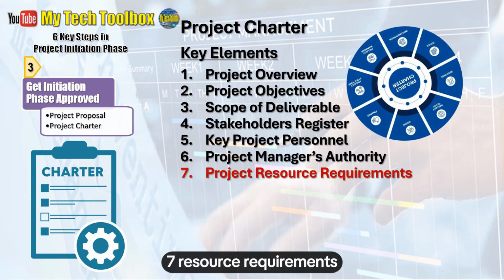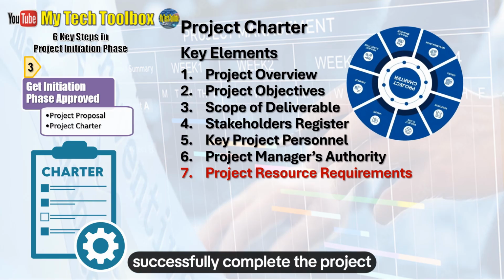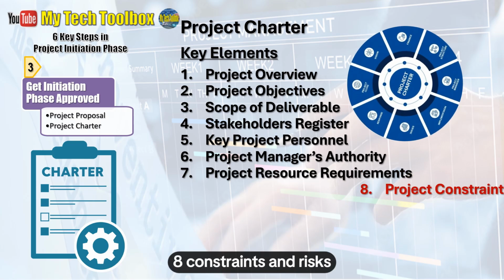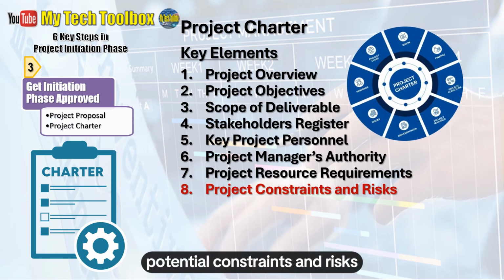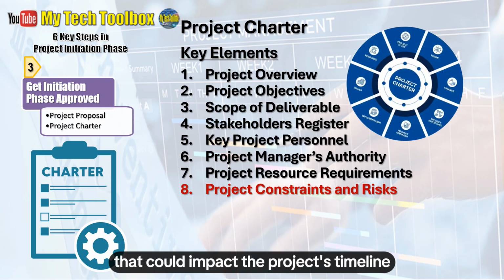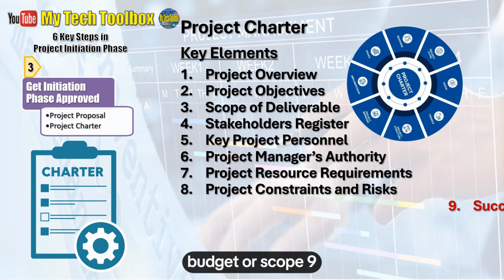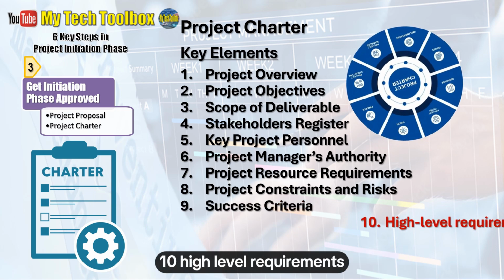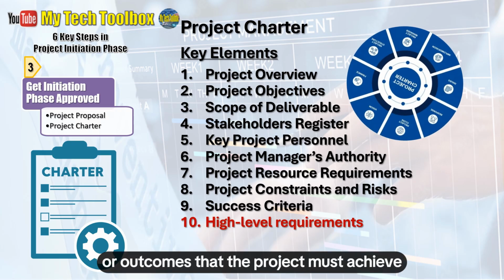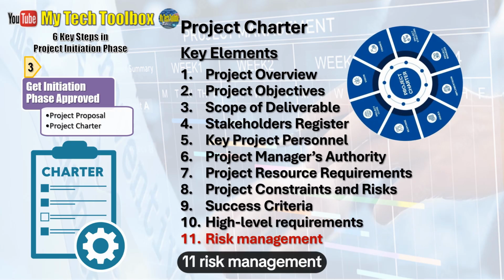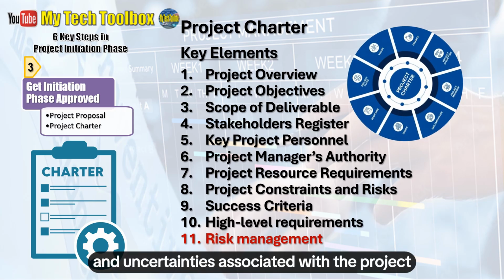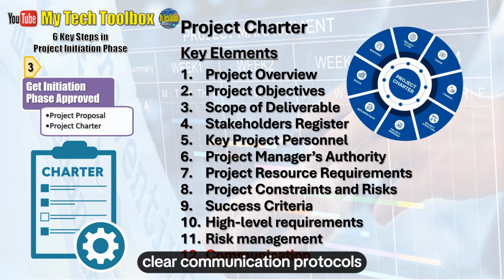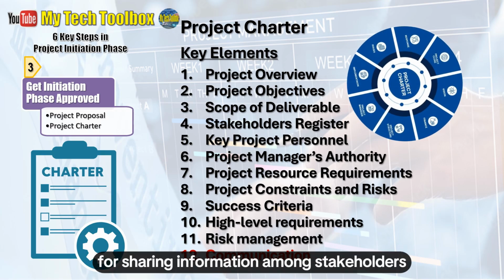7. Resource requirements, the resources needed to successfully complete the project, including personnel, budget, and equipment. 8. Constraints and risks, potential constraints and risks that could impact the project's timeline, budget, or scope. 9. Success criteria, how the project's success will be measured. 10. High-level requirements, key requirements or outcomes that the project must achieve. 11. Risk management, potential risks and uncertainties associated with the project. 12. Communication, clear communication protocols and channels for sharing information among stakeholders.